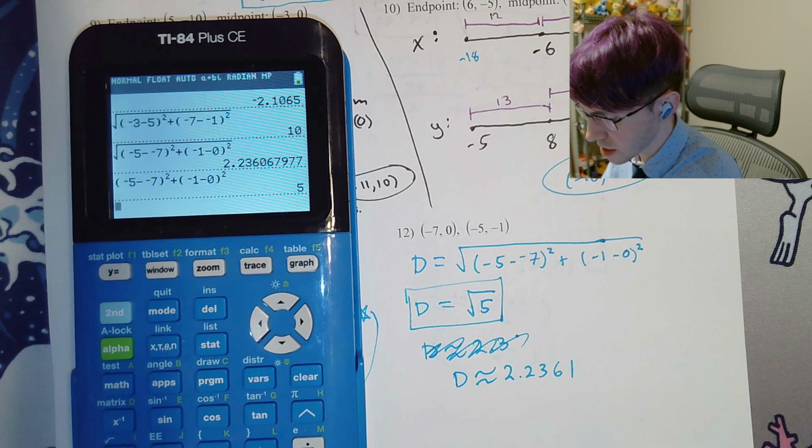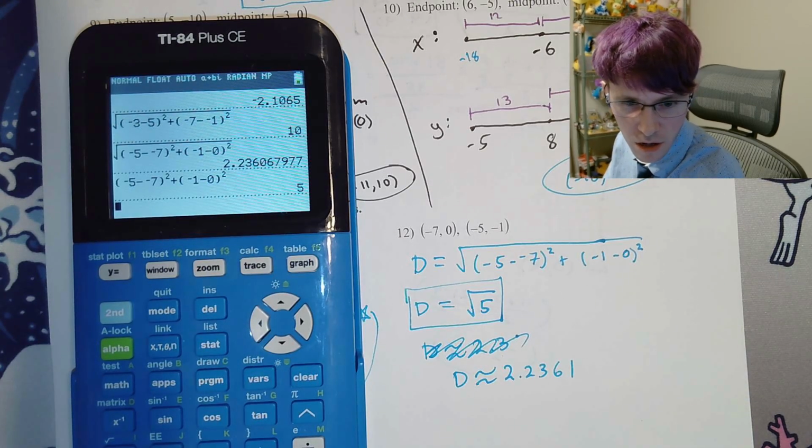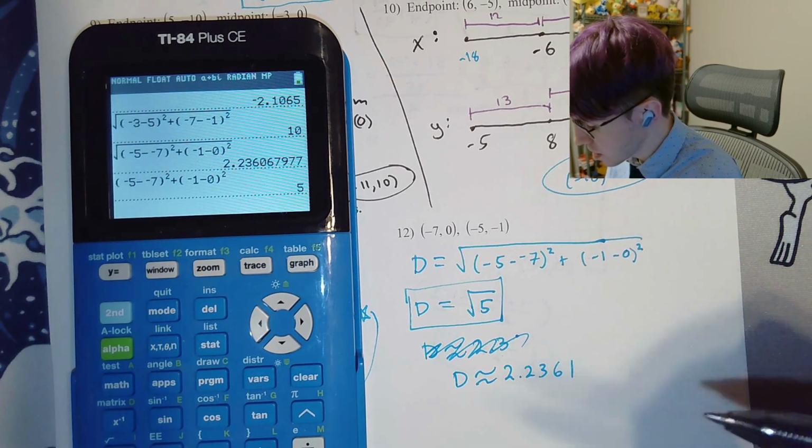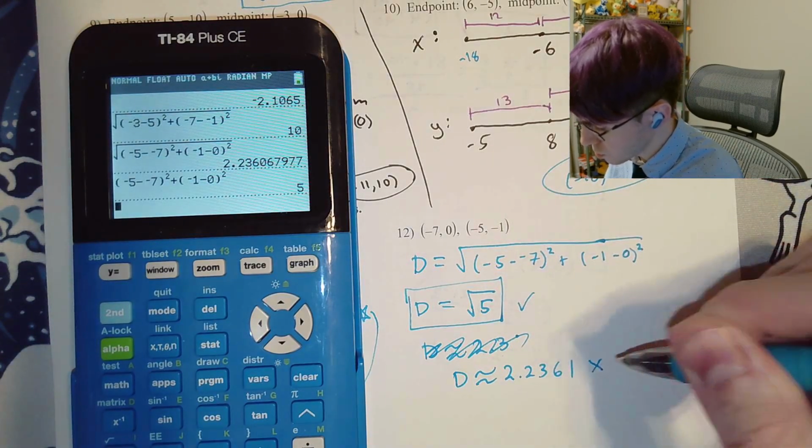Like I said, it's a really big number. It goes on forever, and it doesn't actually stop at that 7. It goes on and on and on. So we want this answer. We don't want an answer like this. So this is good. This is no good.